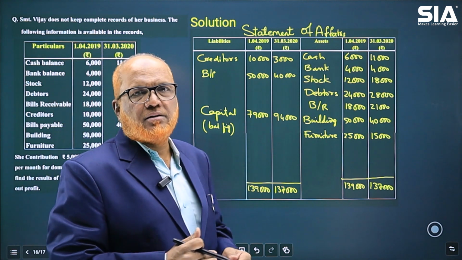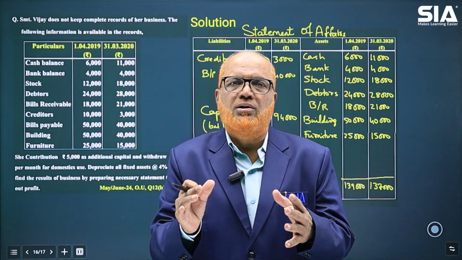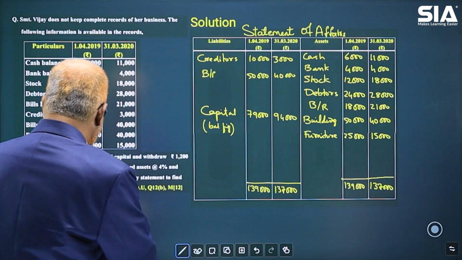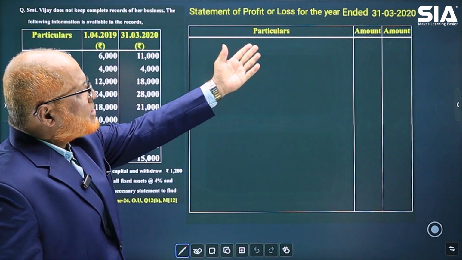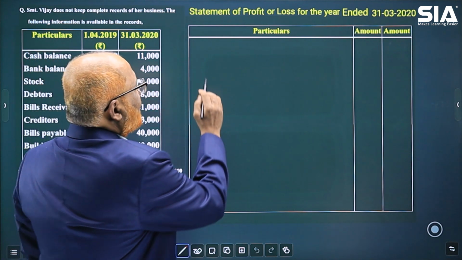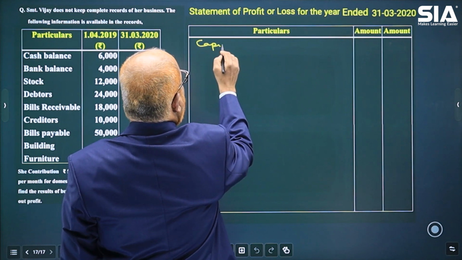Now we proceed to prepare a statement of profit or loss to find out whether the business has earned profit or incurred loss during the year. Statement of profit or loss for the year ended 31st March 2020, current year. First of all, we take capital at the end of the year.